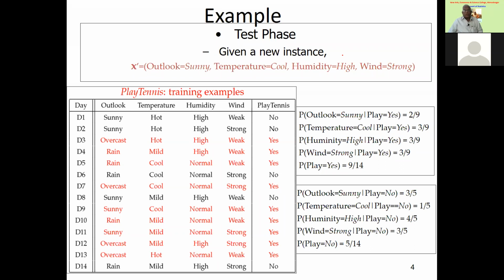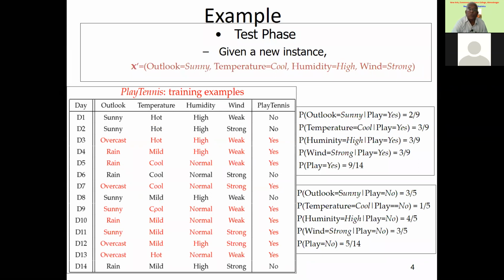And wind is strong. Outlook is sunny, temperature is cool, humidity is high, wind is strong. Now let us see whether this instance is available in the 14. Okay. Let us see, this is sunny, temperature is hot, so it is not matching. Sunny, temperature is hot, not matching. Sunny, temperature is mild, not matching.